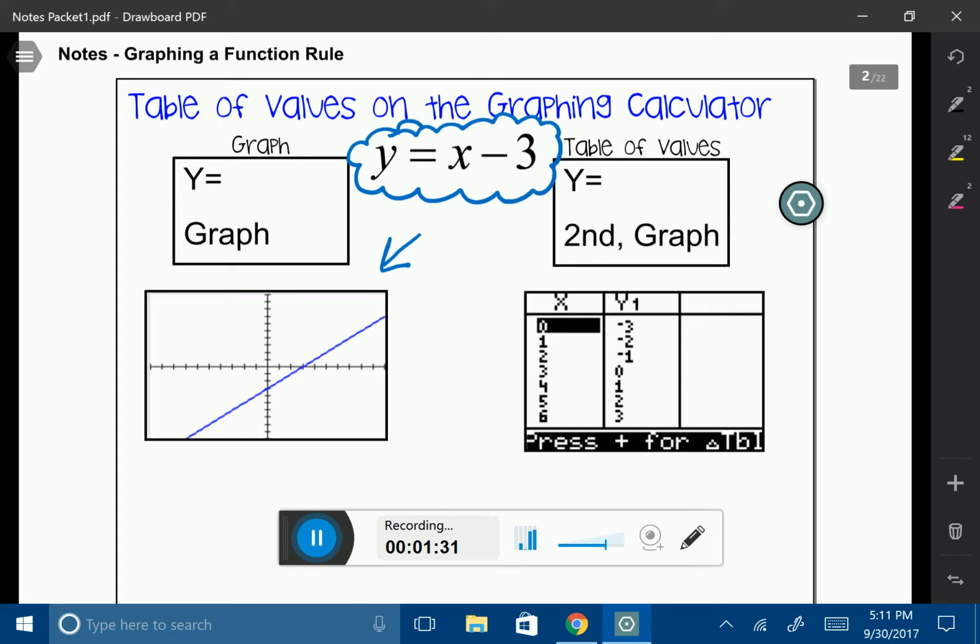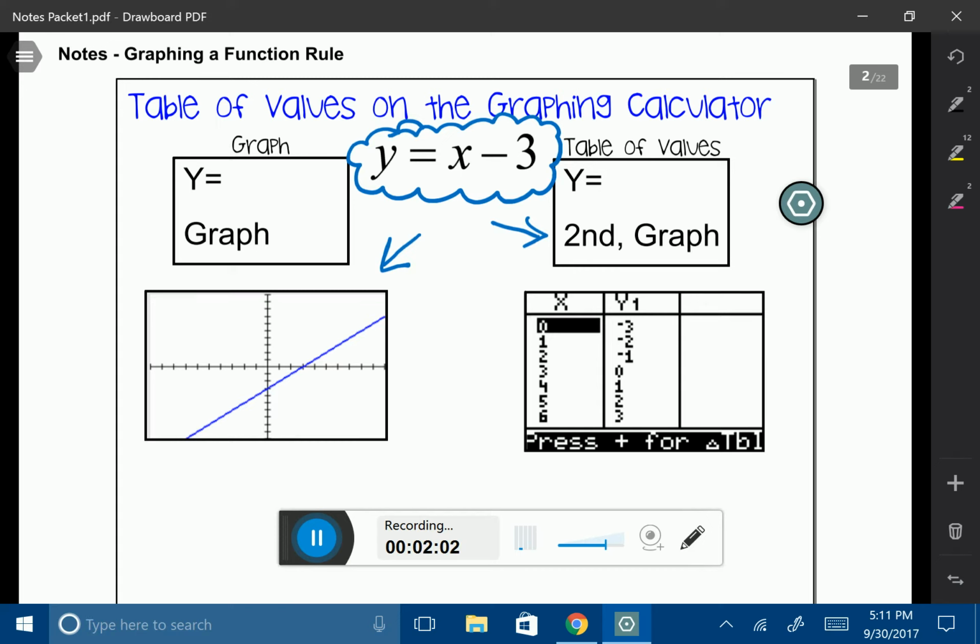Okay, the other skill that you're going to need for today's lesson is how to create a table of values. So over here on the right hand side, I give you the directions on how to do that. So again, you would go to your y equals and you would put in your equation. Right now we already have the equation x minus 3 in there, so we'll just play off of that one. The second direction is you want to press the second button. That's the blue button. So press second and then press the graph button. And what that will do is it'll create a table of values.